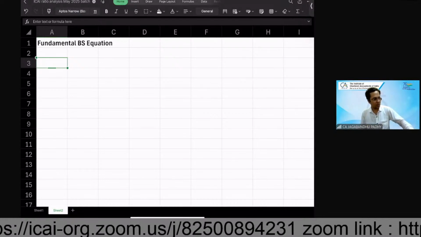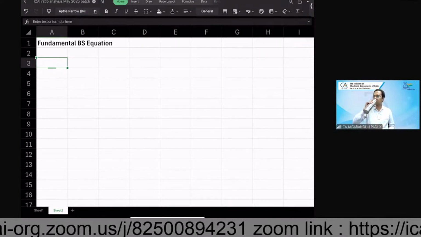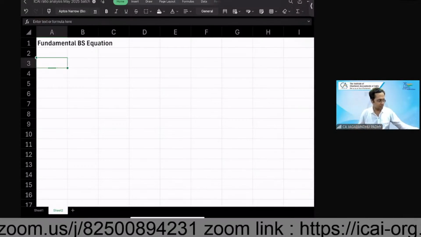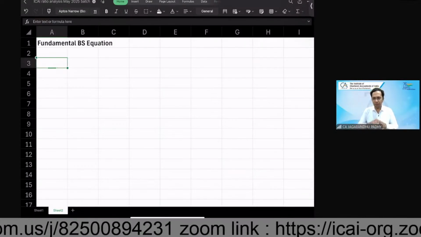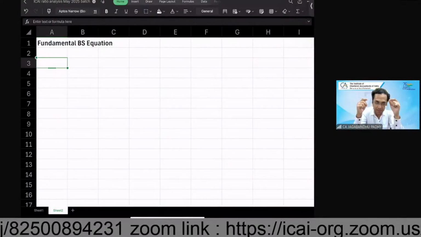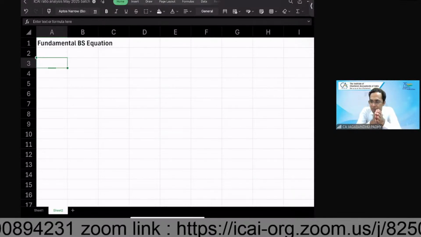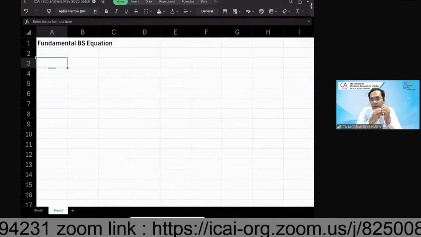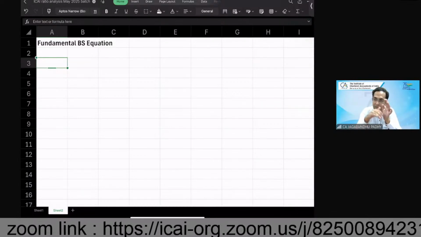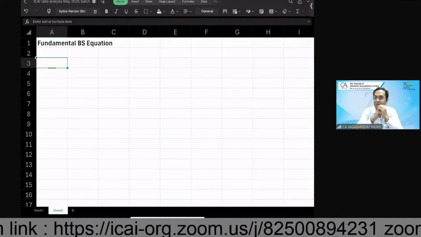What are the two sides of a balance sheet? Liabilities and assets. If I want to explain liabilities and assets, I can say it in very simple language. One side of a balance sheet tells you from where the company has got the funds, and the other side says where the company has invested those funds.